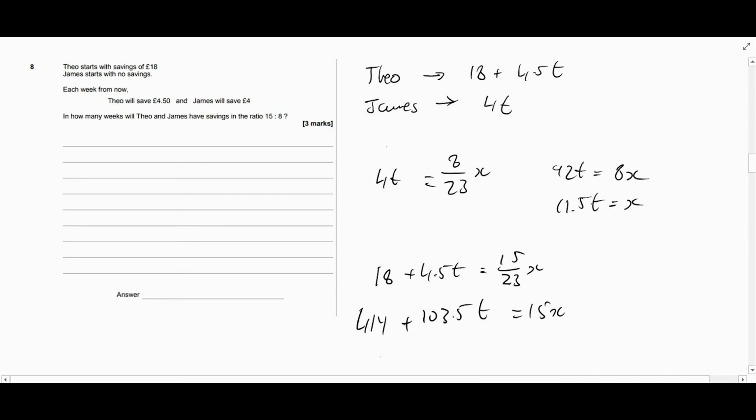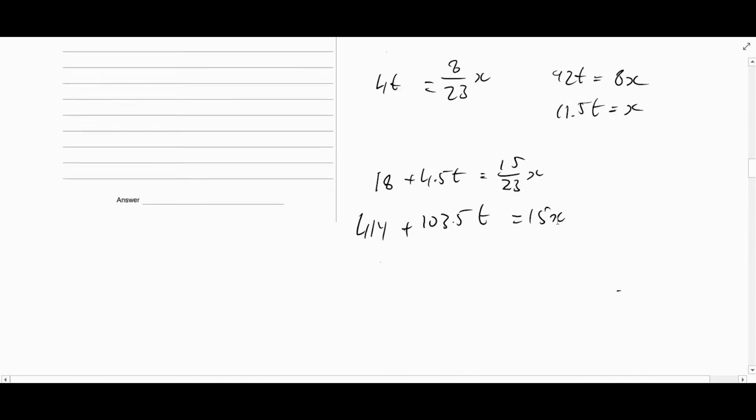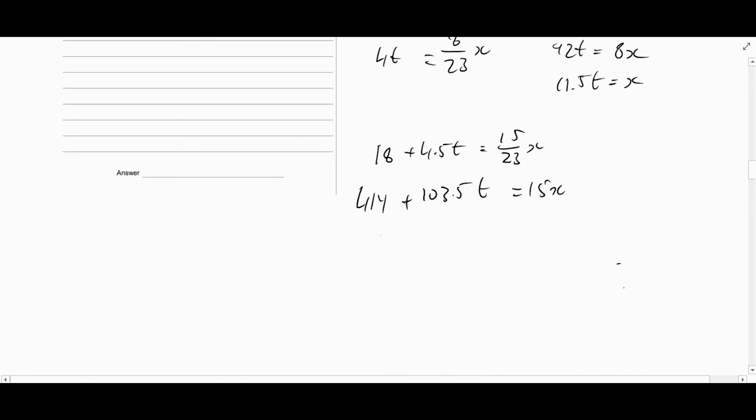So now obviously we have a conversion from x to t, so now we can do what? Would it be better to substitute here or here? Really up to you. I think it's a lot easier since we just got x here rather than this. We've got 15, which is a bit cleaner than 103.5. We write that as 414 plus 103.5t is equal to 15 times 11.5t, which is just 172.5t. Obviously now we can figure out what t is.